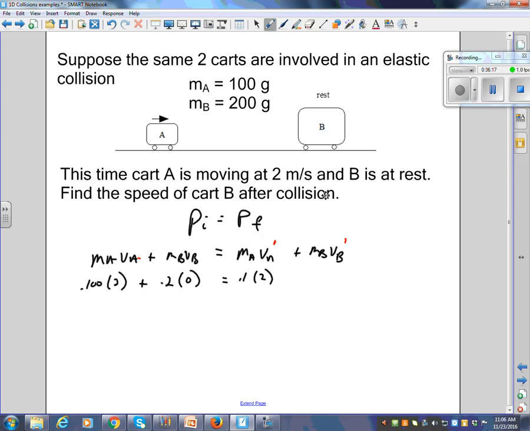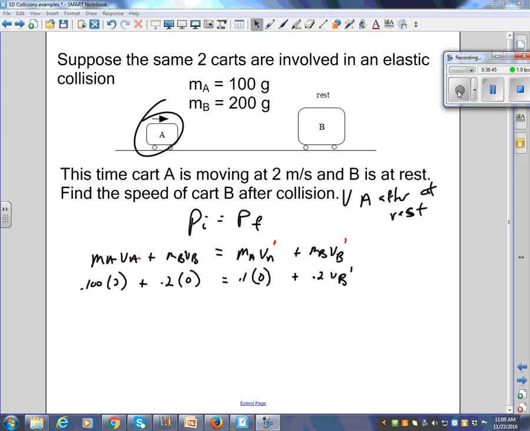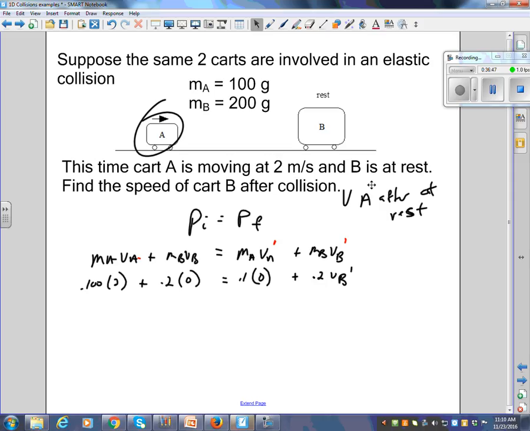You know why I'm angry? What's the problem? I can only find one velocity after, right? I need this number. Okay, so if I say the velocity of A, I guess it's VA prime, right? VA prime is at rest.